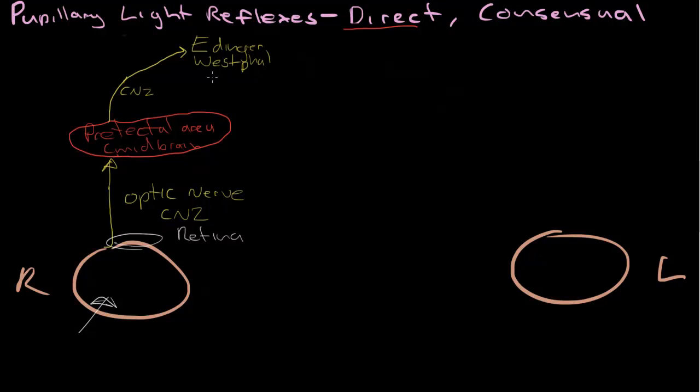Edinger-Westphal nucleus, or the EW nucleus. Now, I'll keep this in yellow. So I'll slightly change the color, I reckon. Probably the easiest way to think of this, and this is on the right side, I'll just say, the right Edinger-Westphal nucleus. Now, for me, I think of this as the beginning of the oculomotor nerve. So I'll write oculomotor nerve, which is, you know, eye motor nerve, pretty simple stuff.